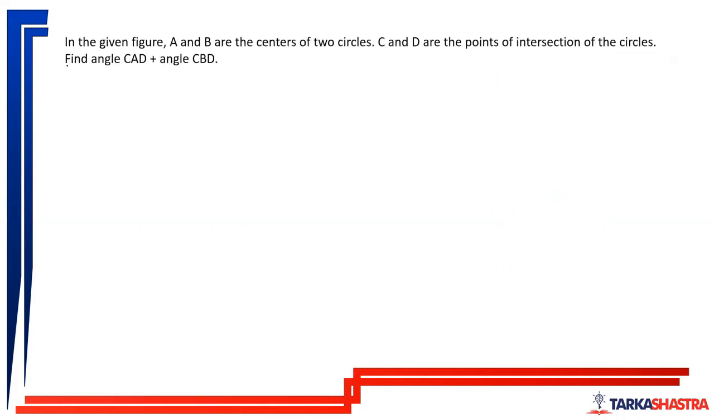In the given figure, A and B are the centers of the two circles. C and D are the points of intersection of the circles. Find angle CAD and angle CBD.